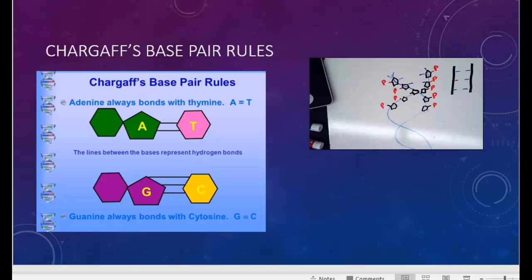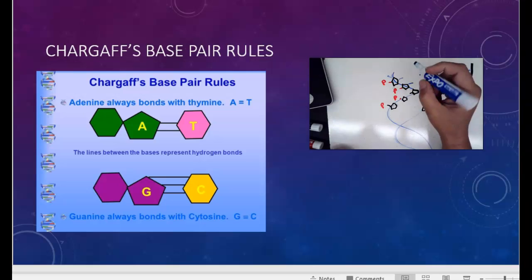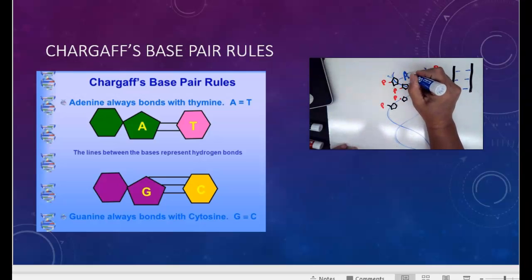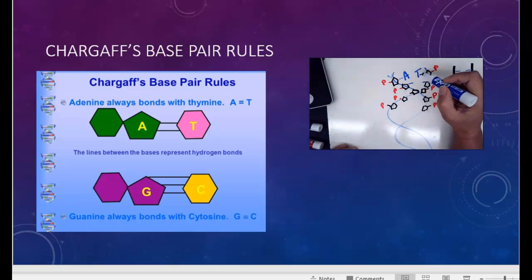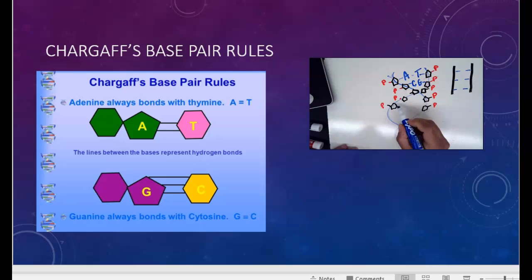And what this relationship says is that if there is an A on one of the nucleotides, so let's say there's an A right here, the other side has to be a T. Okay? A's and T's will bond together. C's and G's will bond together. So if there was a G here, there would be a C here. Okay? If this nitrogen base has an A, then the opposite nucleotide, the nitrogen base, has to be a T.